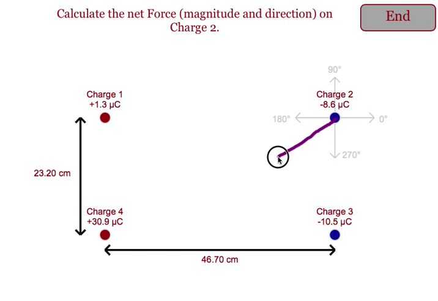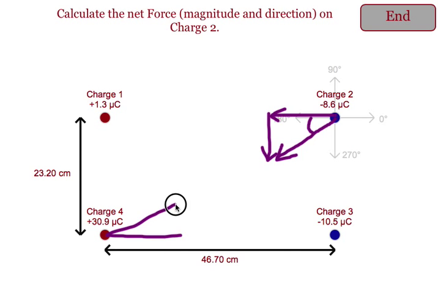Okay, once we have all of our forces, we have to break up the force between charge 2 and charge 4. Because that force is being pulled on an angle, we need to break it up into a horizontal part and a vertical part. We get the angle by using the distance triangle we worked with earlier, where 46.7 is one leg, and 23.2 is the other leg. We use our trig and find our angle. That should be the same angle we have here.